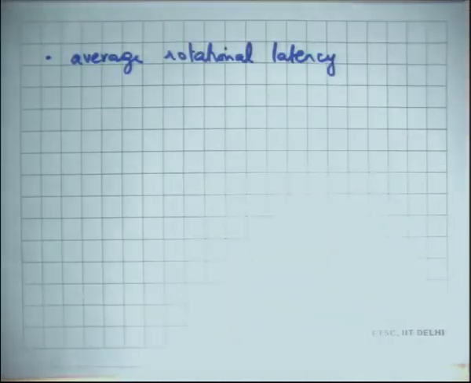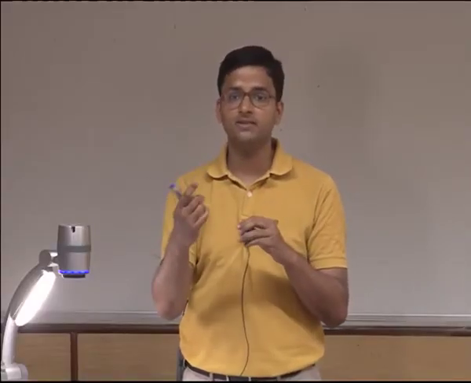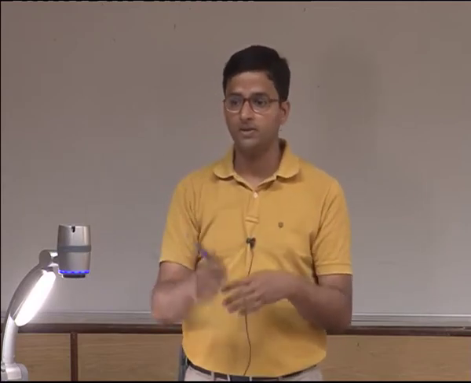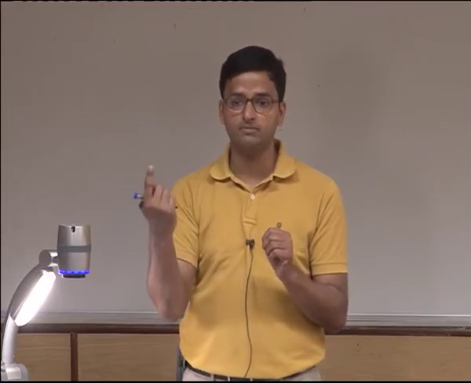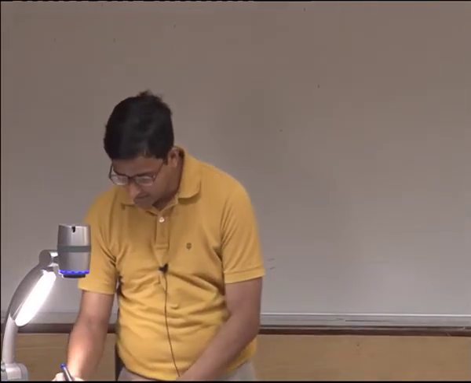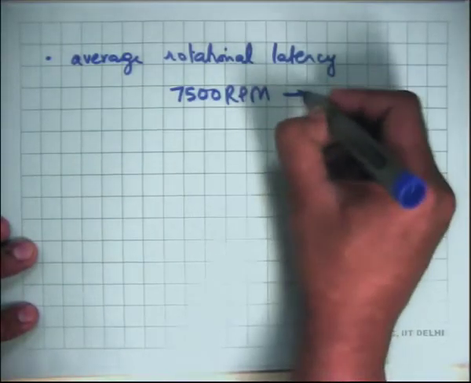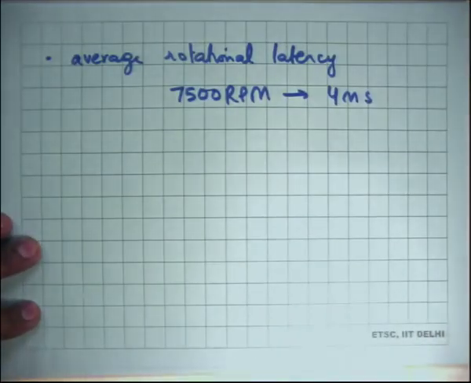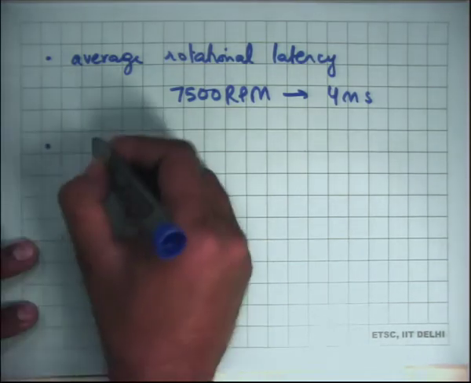So the seek time basically means the time it takes for the head to reach the track that you want to reach, and the rotational latency means the time it takes within the track to reach the sector that you need, right. So on average the rotational latency will be the time it takes to make half a revolution, right. So a 7500 RPM disk implies roughly 4 milliseconds average rotational latency, right.